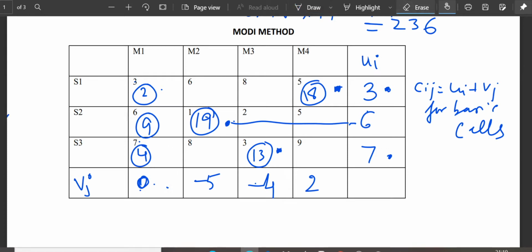So this is how we need to calculate all the ui and vj to apply the MODI method. Right? Now after calculating all ui and vj, so this is not minus here. Let me clean it.